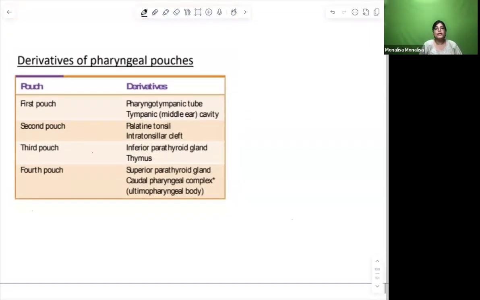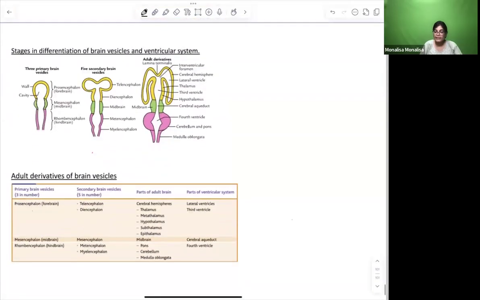Also go through the derivatives of pouches. First pouch is the tympanic cavity. Second pouch is the tonsil. Third pouch is the thymus and inferior parathyroid gland. Fourth pouch is the superior parathyroid gland. At the end, I also want you to know about the cavities and the brain vesicles.